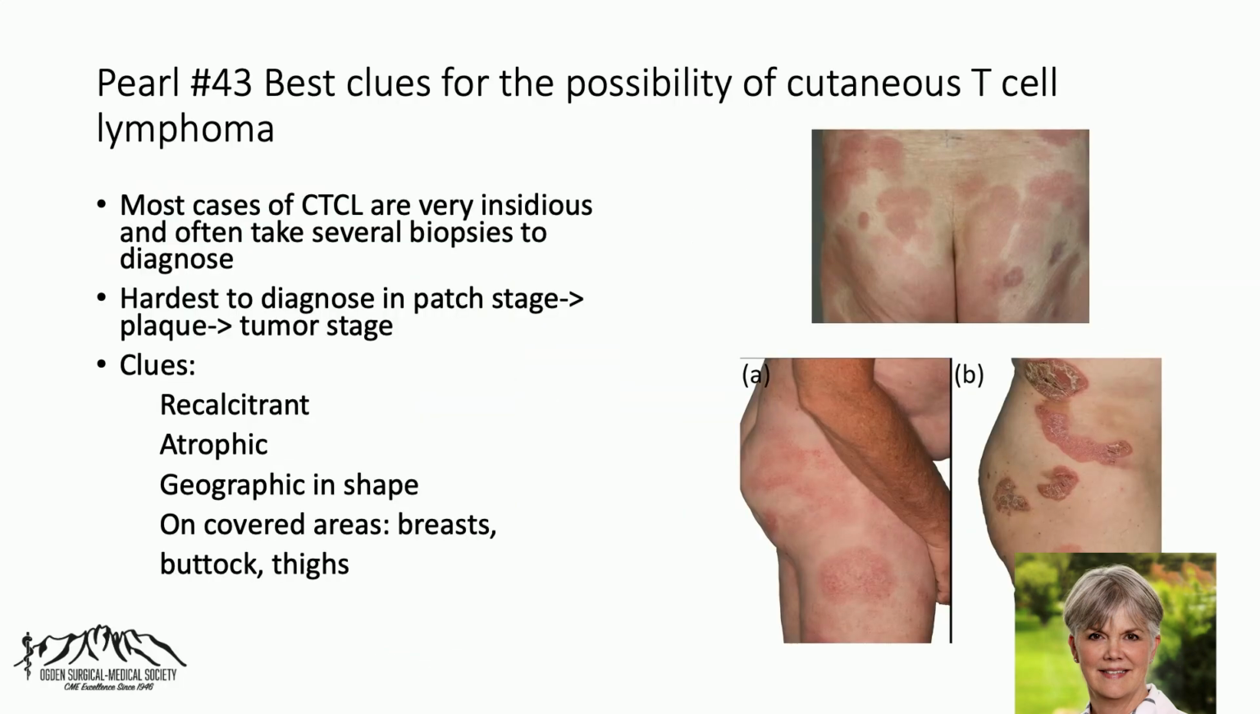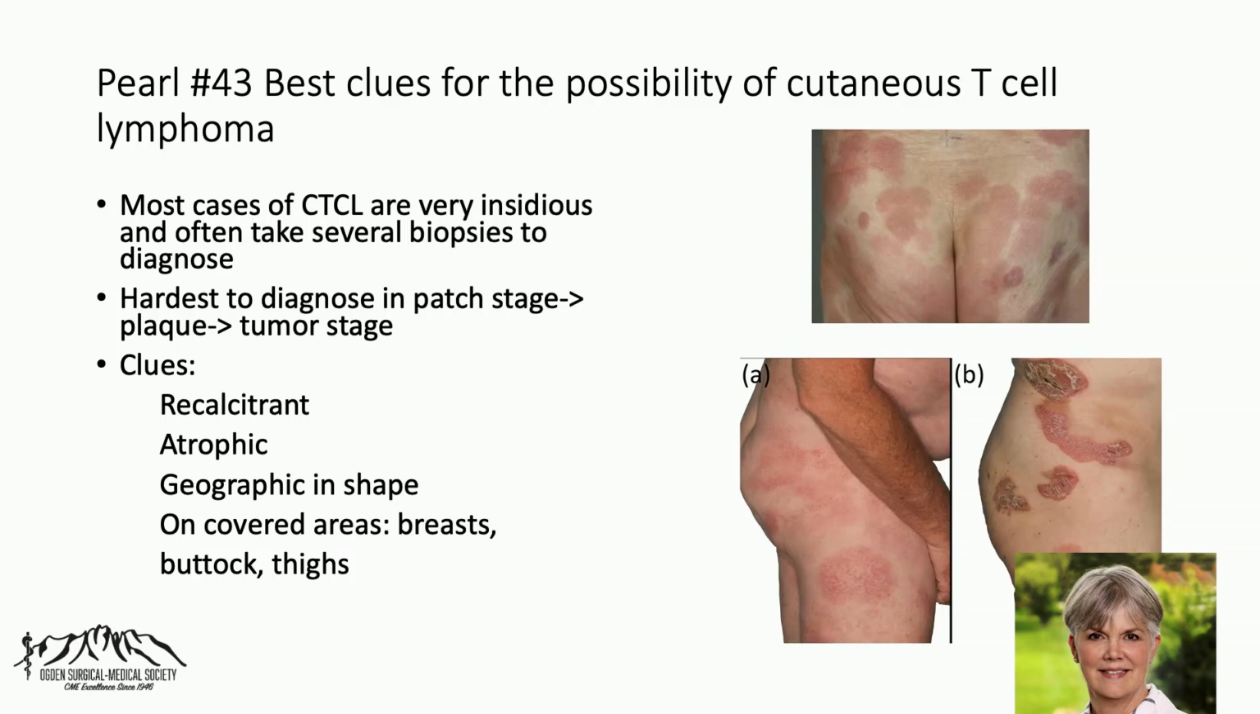Okay, how do I know if I'm dealing with CTCL? Well, first of all, don't worry, because it often takes us many biopsies to diagnose it. But if the rash that isn't responding is on the breasts or the covered areas of the buttock and the upper thighs, that's a clue. If it has a geographic shape to it, that's a clue. And if it's atrophic, that's a clue. Because we don't normally biopsy dermatitis. We don't learn a lot from biopsying dermatitis sometimes. But if you have these rashes on somebody's buttock and upper thighs or breasts that aren't going away, you should think of CTCL.